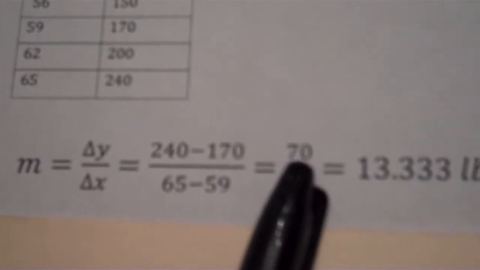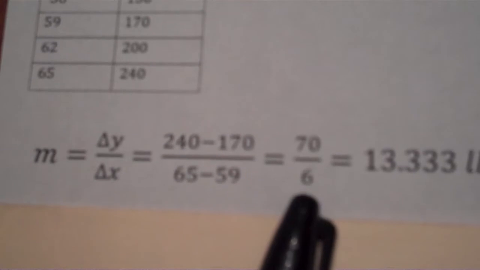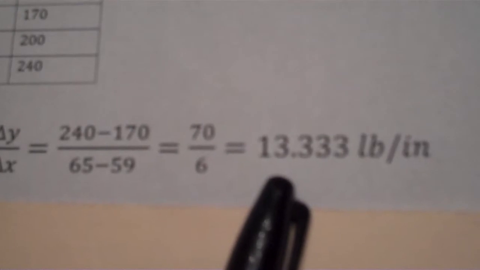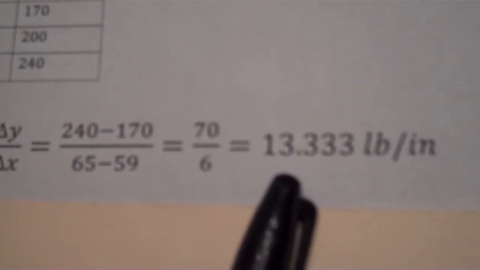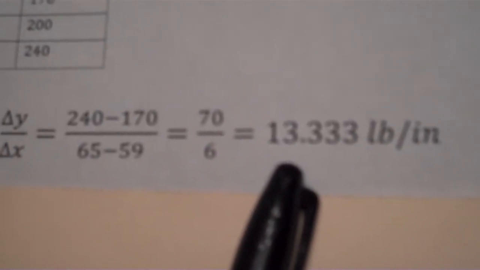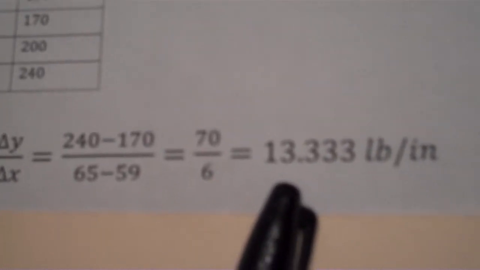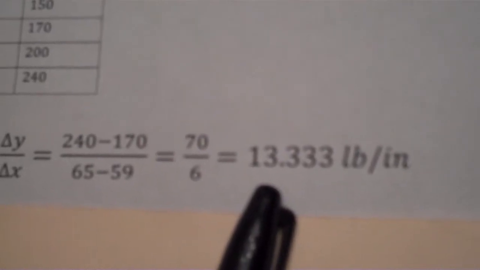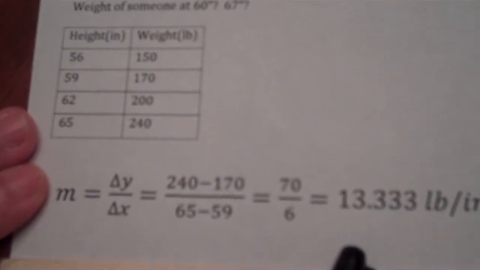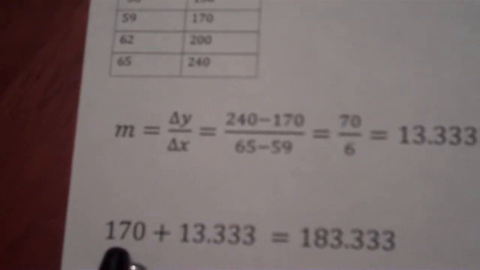So if I have 70 pounds divided by 6 inches, I get 13.3 repeating, or rounded, 13.333 pounds per inch. So every time I have a person that's 1 inch taller, that individual would weigh 13.3 repeating pounds more. So how would I find the weight of someone who's 60 inches tall? Well, I know the person that's 59 inches weighs 170.